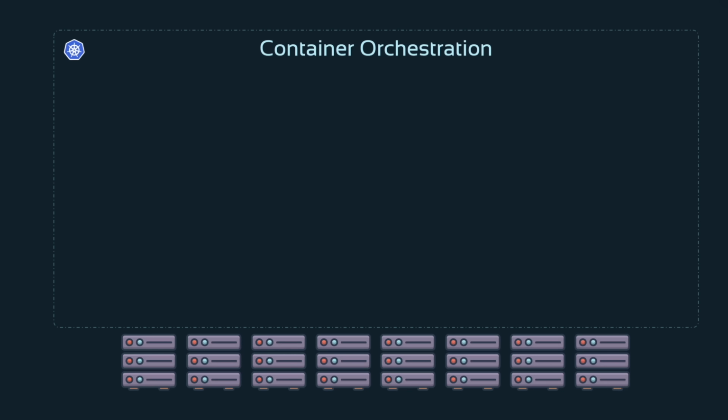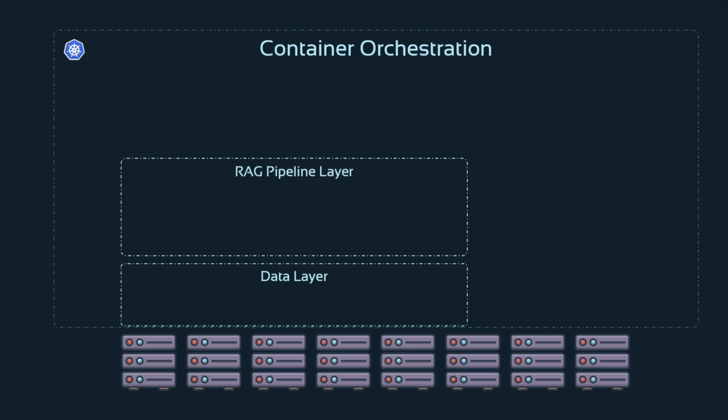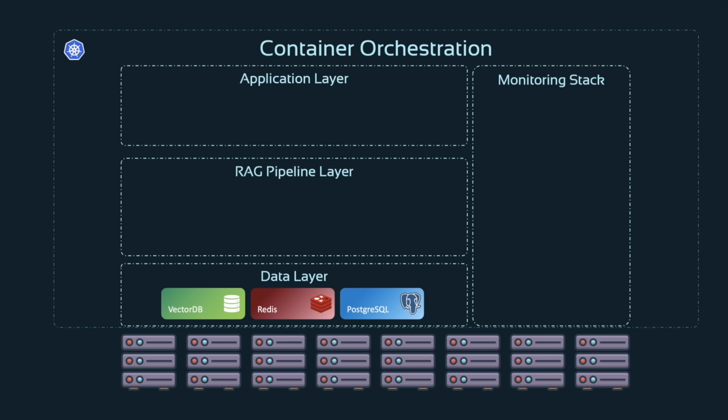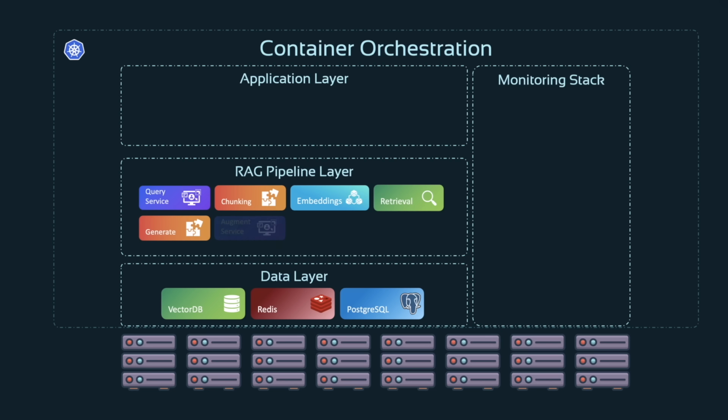This diagram shows a complete production RAG system running on Kubernetes, and let me walk you through each layer. We have a data layer, a RAG pipeline layer, an application layer, and a monitoring stack. The data layer includes all our storage systems: Chroma DB for vectors, Redis for caching, PostgreSQL for metadata. The RAG pipeline layer contains the core RAG functionality broken down into microservices: query processing, chunking, embedding generation, retrieval, augmentation, and generation.